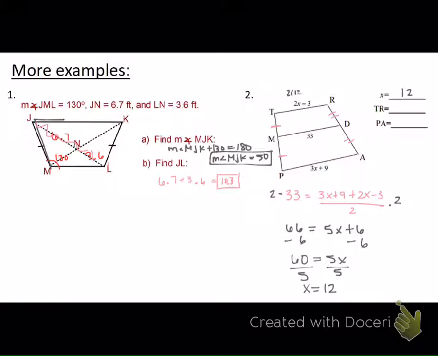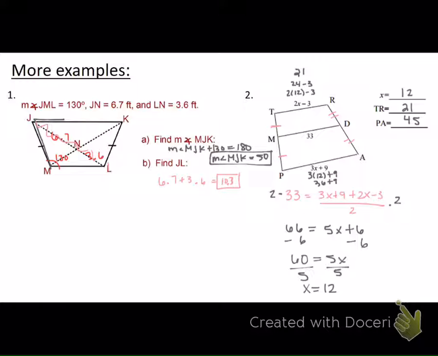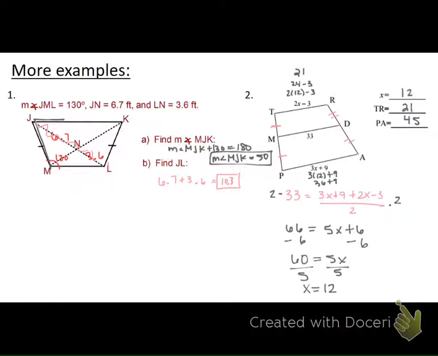So if x is 12, all we have to do is substitute that in. So TR is 2 times 12 minus 3. 24 minus 3 is 21. PA is 3 times 12 plus 9. So that's 36 plus 9, which is 45. Are there questions on that one? So make sure you're staring at your properties, okay? Do we have questions on anything up there?